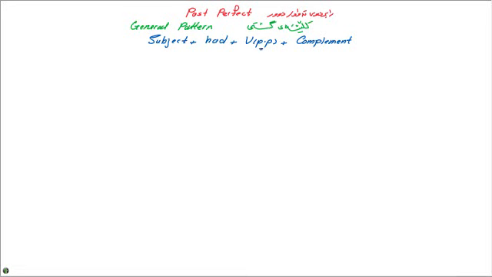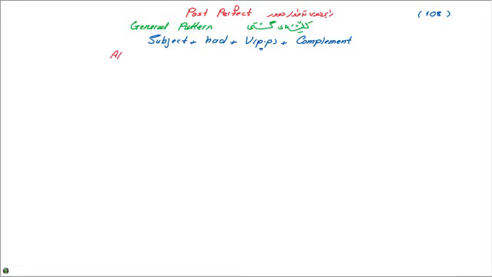Also, we have regular verbs and irregular verbs. For regular verbs, like the past form, we just add the suffix ed or d. But for irregular verbs, you'd better look at page 108 in your book. We have a list of the most common irregular verbs.